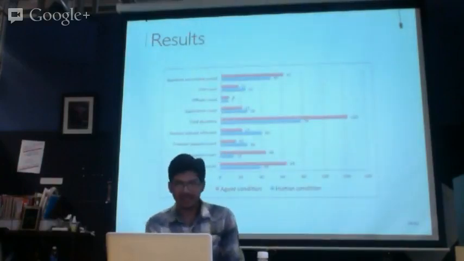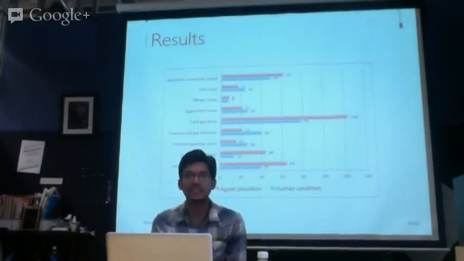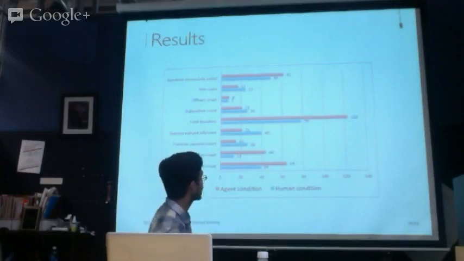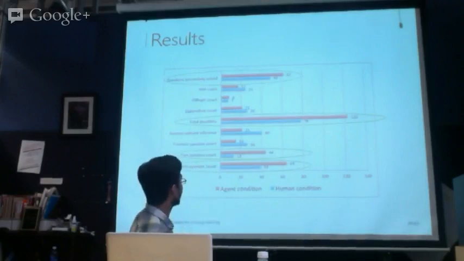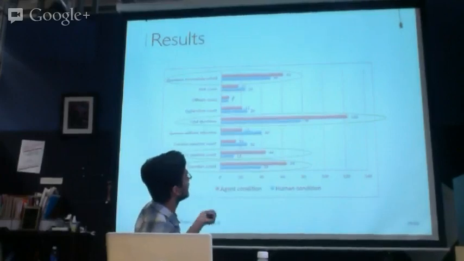In terms of the results that we saw, the reds are the numbers for the agent condition and the blues are the numbers for the human condition. They're kind of interesting, actually. The ones that are ellipsed in green are the ones where we saw significance.